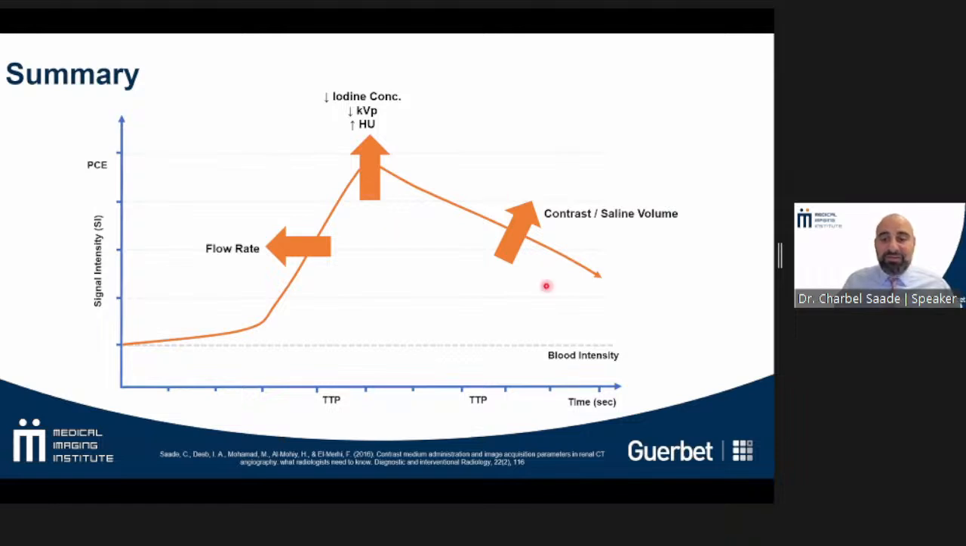And of course, contrast and saline. The more saline you use, so use two syringes. The first one is your contrast, use less contrast, use more saline. When you use those two syringes, it gives you way better image quality.